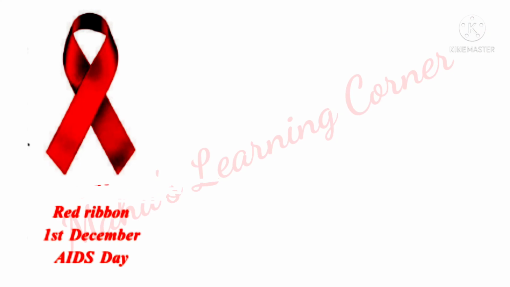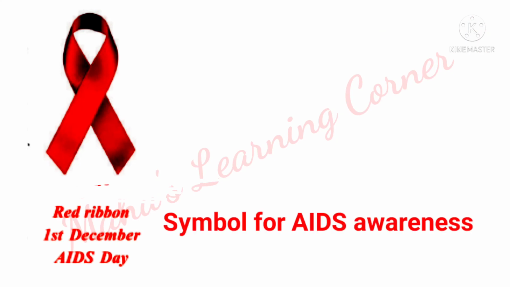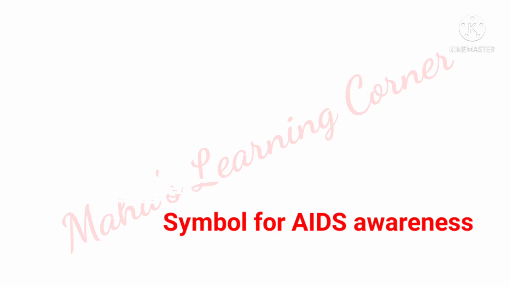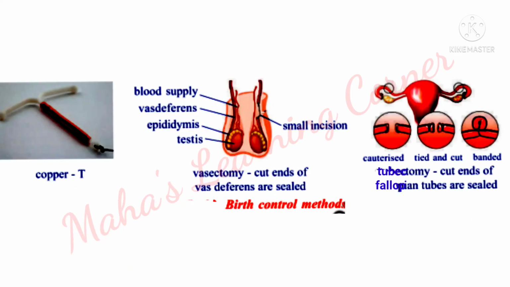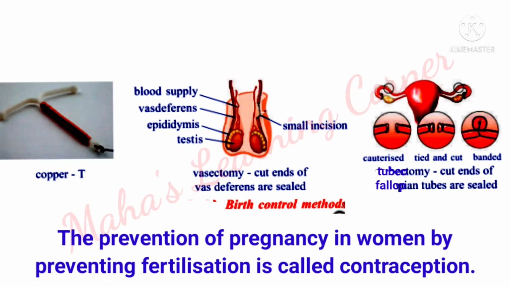This is red ribbon logo. This is symbol for AIDS awareness. People wear this ribbon on AIDS Day, that is on 1st December. This indicates birth control methods. The prevention of pregnancy in women by preventing fertilization is called contraception.